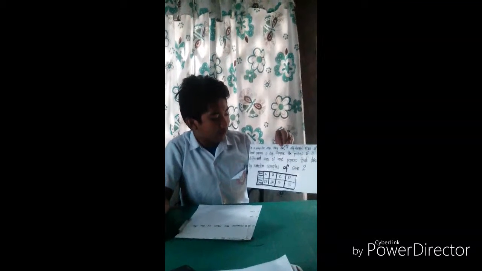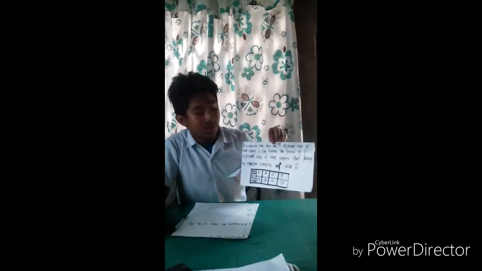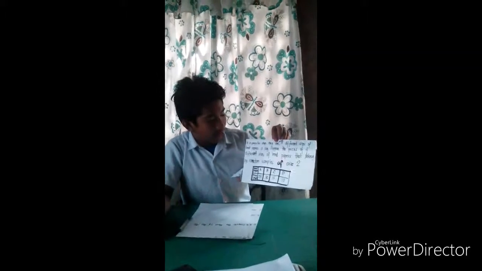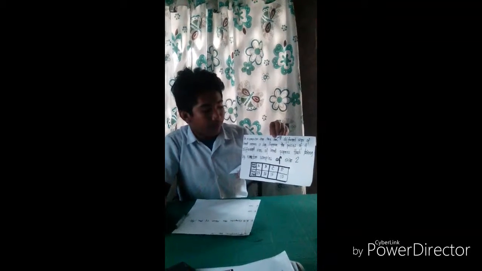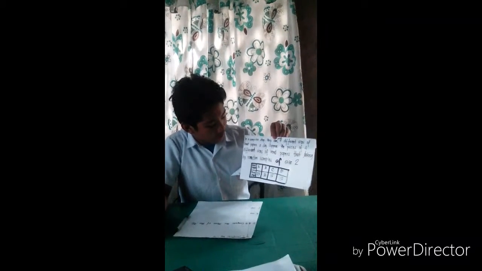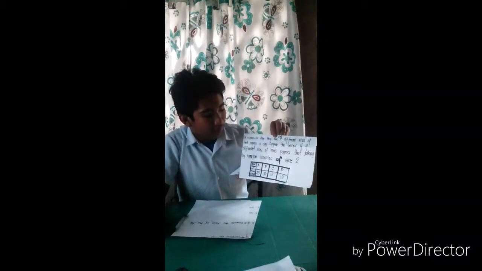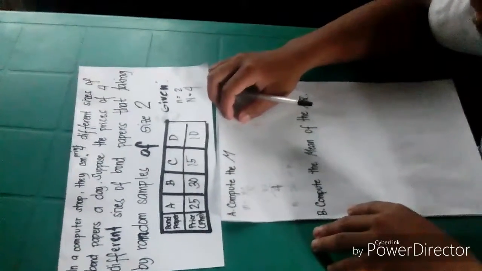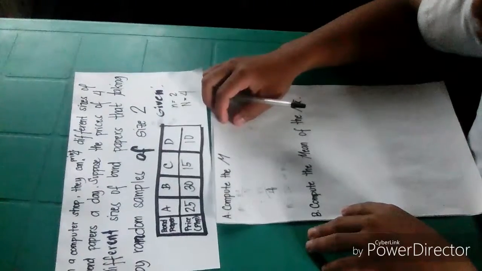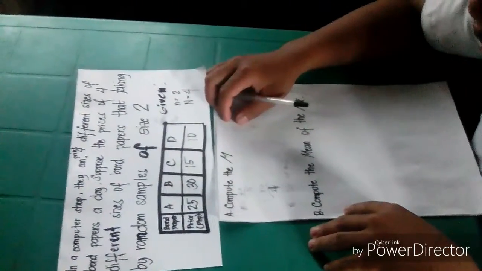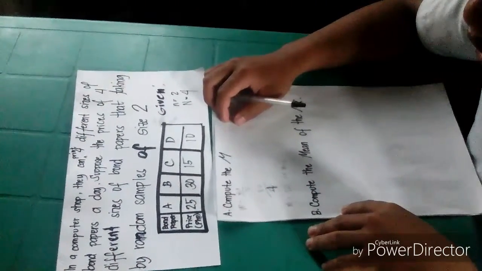Shop, they can print 4 different sizes of bond papers a day. Suppose the prices of 4 different sizes of bond papers are taken by random samples of size 2. In the first step, you compute the population mean. We have the formula of population mean equals summation of x over n.